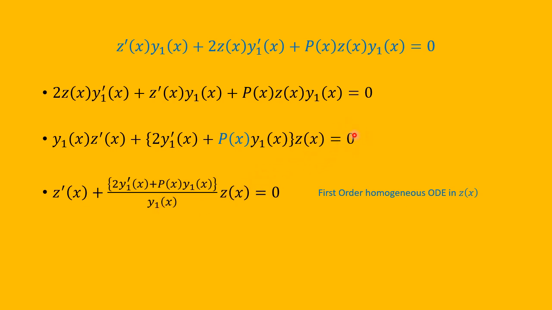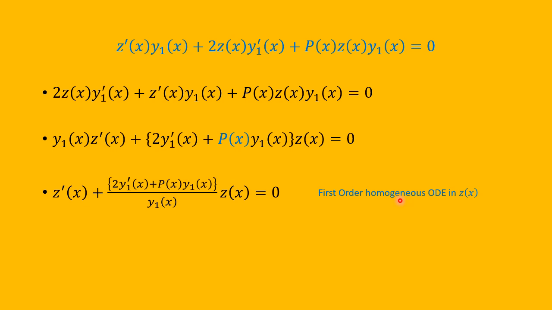When you divide this term by y1 of x, you just get 0. And now we have z prime plus this junk times z equals 0. We recognize that as a first-order homogeneous ordinary differential equation in z of x. Now, we know how to solve first-order linear differential equations, whether they are homogeneous or non-homogeneous.